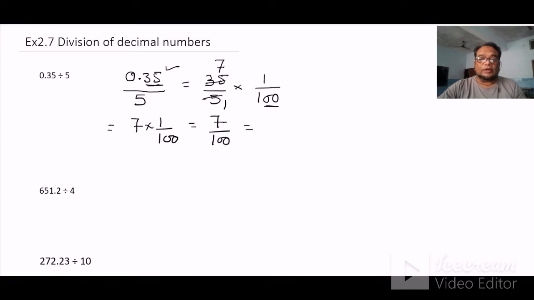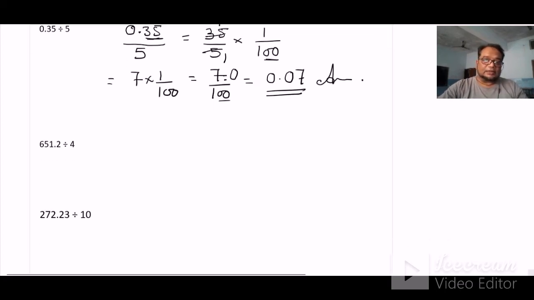Now after dividing this 7 upon 100, the decimal is here. We can write 7 as 7.0. As I told you earlier, the decimal is shifted towards the left side of the decimal digits. So here is 100. So this decimal is shifted 2 digits to the left side of the decimal digit. In this way the answer is 0.07. Understand?